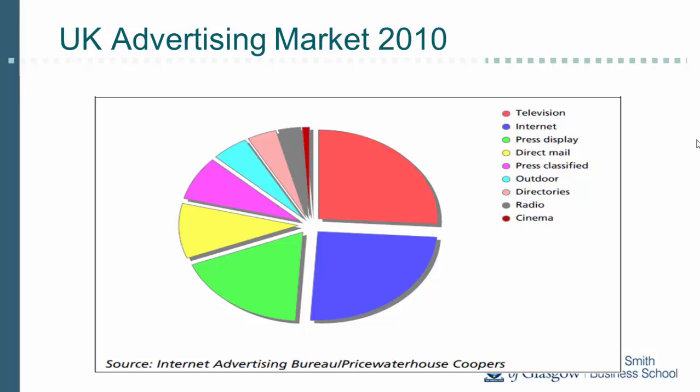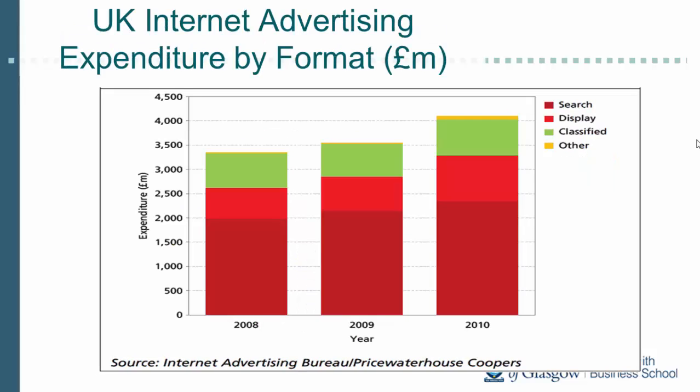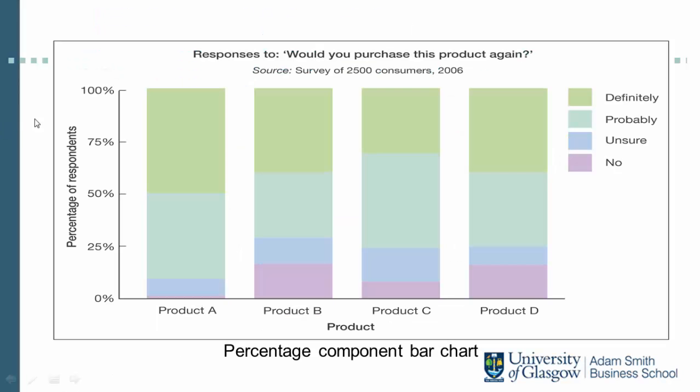Here is a pie chart, for example. Here is a bar chart that records absolute quantities, in this case expenditure. Here is another bar chart that records relative quantities, in this case percentages.